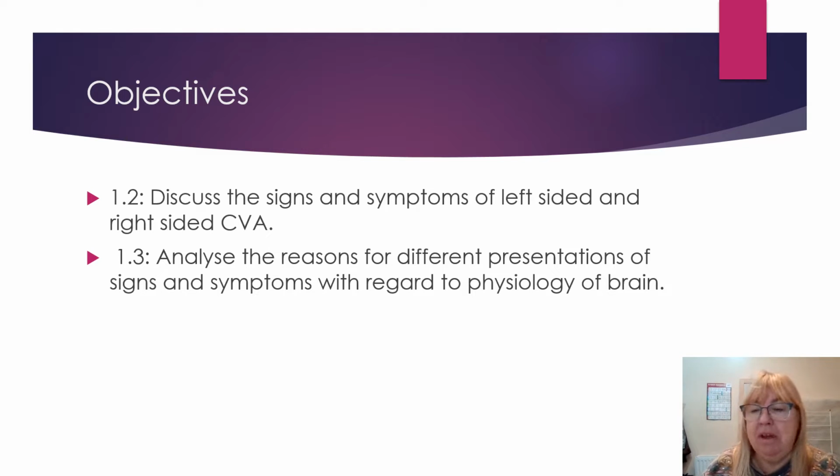And analyse the reasons for different presentations, the signs and symptoms with regard to physiology of the brain. That's a bit of a complicated sentence, but what it's really saying to you is, when you're writing it, just give me some examples of why different parts of the brain might have different signs and symptoms when they're affected, okay? Because different parts of the brain have responsibility for different areas. So we'll go on to talk about that in a minute.